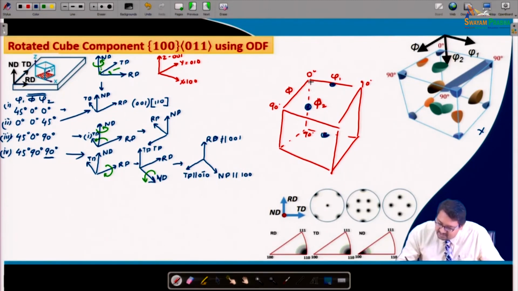So, this is also a position of the rotated cube texture component. This is at 45 degrees for phi 1, 90 degrees for phi and 90 degrees for phi 2, and therefore, we can show this point using this blue color here.